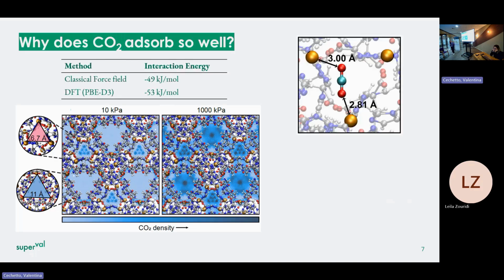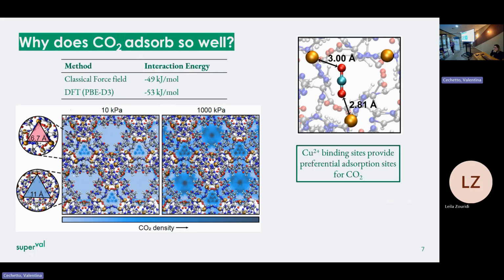We did some additional DFT calculations to further look at, okay, what is exactly the geometry of CO2. And there we actually see indeed the CO2 goes to these copper atoms aligned in a triangle, and then it has an interaction energy of 50 kilojoule per mole. And also nice to note that the classical force field very closely matches the energy retrieved from the quantum calculation. So the copper 2+ binding sites provide the preferential absorption sites for CO2.